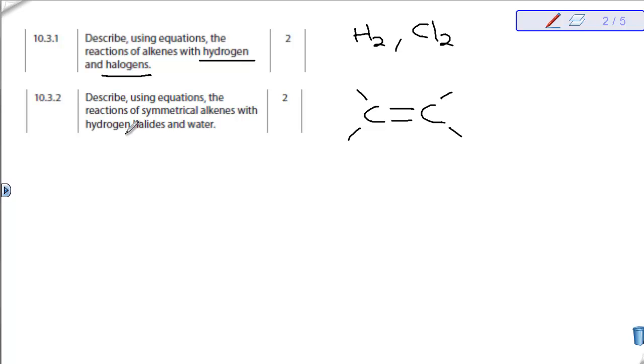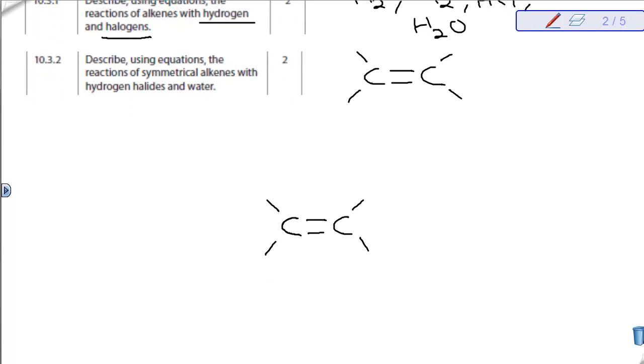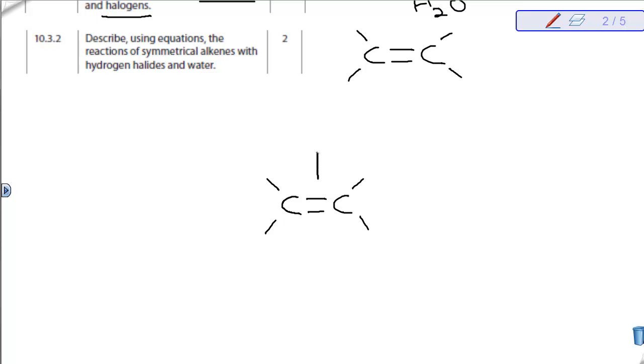Also, it's going to be with hydrogen halides, which is something like hydrochloric acid, or water, which I think we all know, H2O. So what I'm going to do is create a little chart here, or a little graph, I suppose, and I'm going to put the alkene ethene in the center, and we're going to branch off from this the four different categories we had.